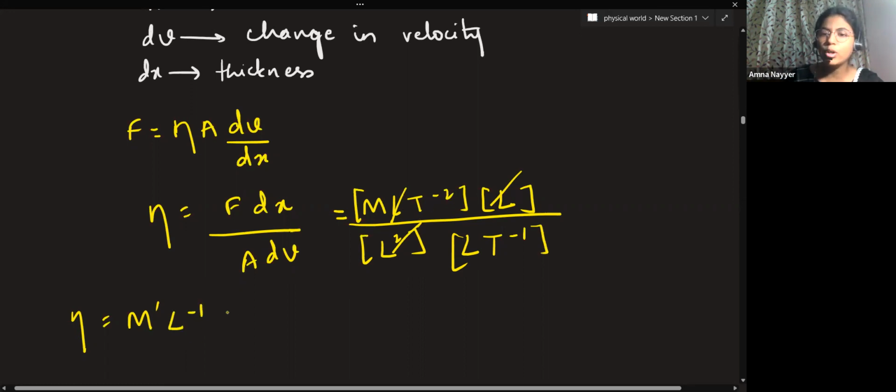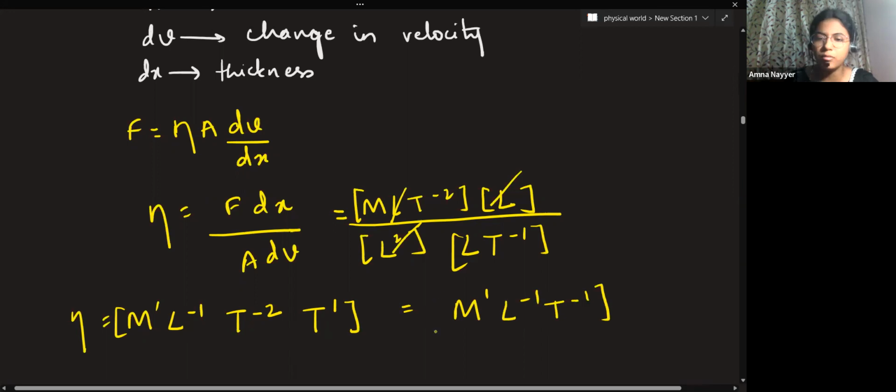Then what do you have? You have T to the power minus 2, and when this T goes up, this will become T to the power plus. Now the final answer is M to the power 1, L to the power minus 1, and 1 minus 2 is minus 1, so this becomes T to the power minus 1. This is your dimensional formula.